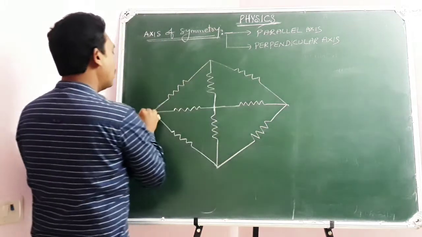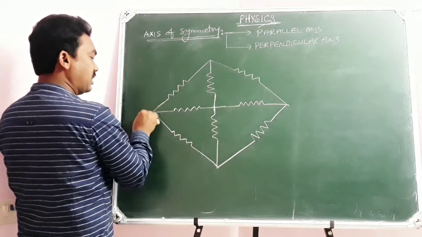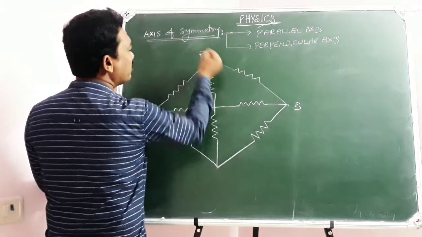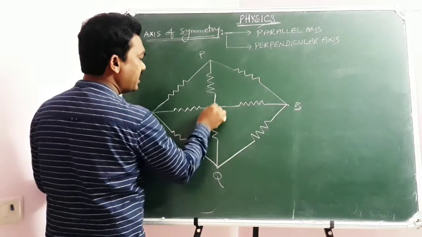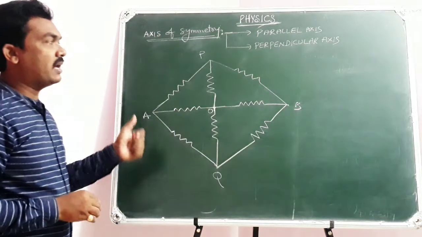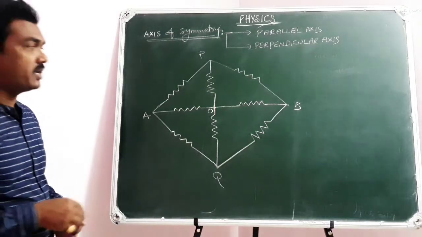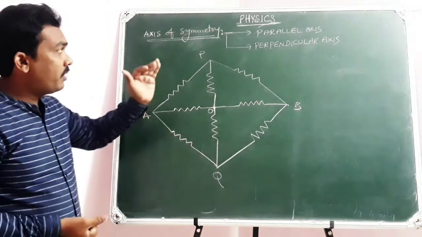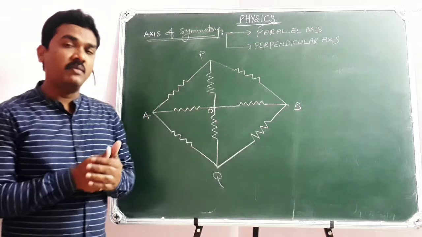Here it is. Let us suppose this is AB and here it is some PQ. Let us take the points and here it is some O. Now we can discuss the parallel axis and perpendicular axis of symmetry using this example easily. First of all, parallel axis of symmetry.